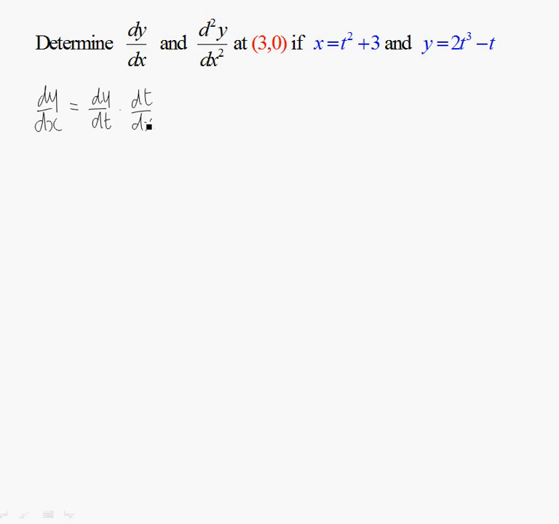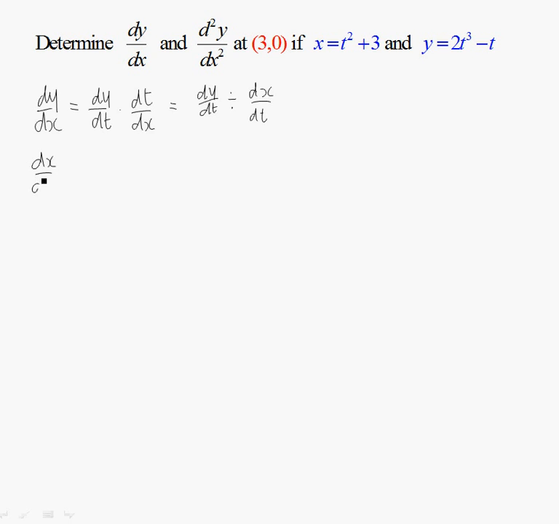But we've got x in terms of t, so we can rewrite this as dy by dt divided by dx over dt. When you divide by a fraction, it's the same as flipping it over and multiplying. So we'll flip the dx over dt over and multiply there. Okay, so that's straightforward enough. If we want to find dy by dx, we find the derivative of y with respect to t, the derivative of x with respect to t, and we divide one by the other. Okay, so let's do that.